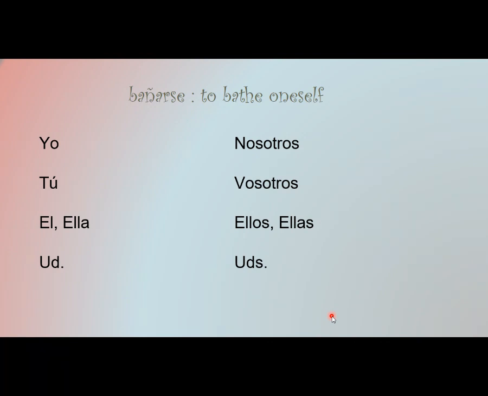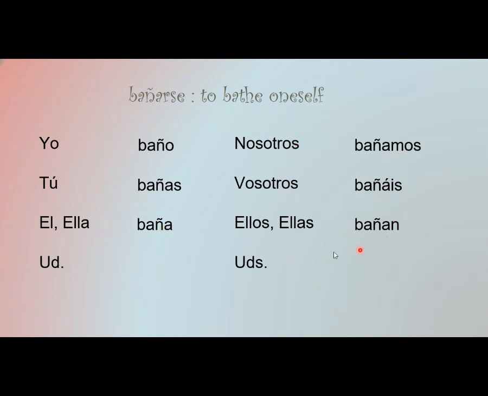All right, so in order to conjugate the verb, you're going to do like you normally would. You're going to drop the AR and the SE, and you're going to conjugate the verb as you normally would. And bañar is a regular AR verb, so it has its regular endings. You have yo baño, tú bañas, ella baña, nosotros bañamos, vosotros bañáis, ellas bañan.